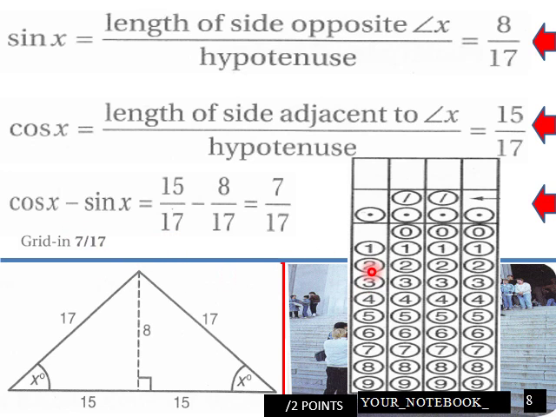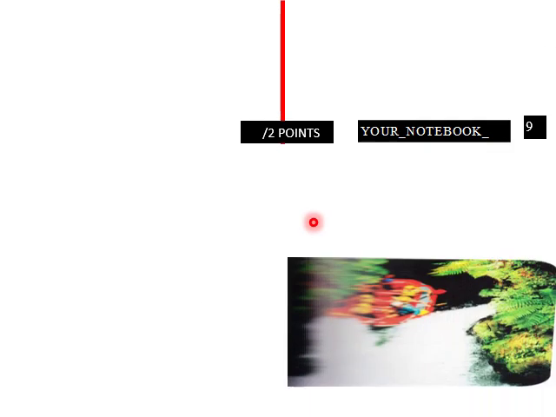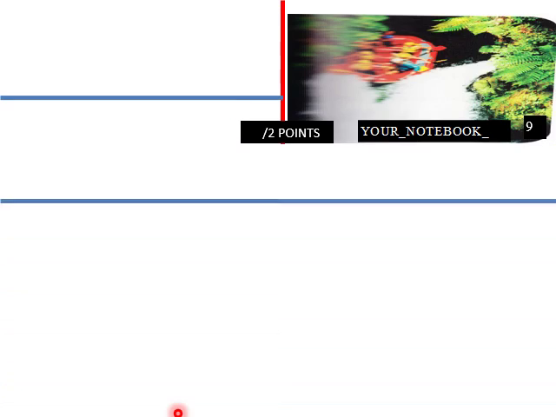So you grid in 7, fraction bar, 17. So it's 1 and then 7. That'd be your grid. Page 9 of the exercise here.